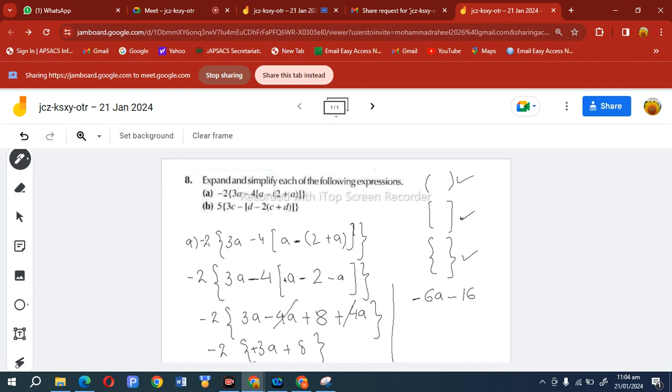Here you can see that I can also take negative 2 common. Yes, this is our answer. We have solved this expression. Okay, I hope that it's clear to you.